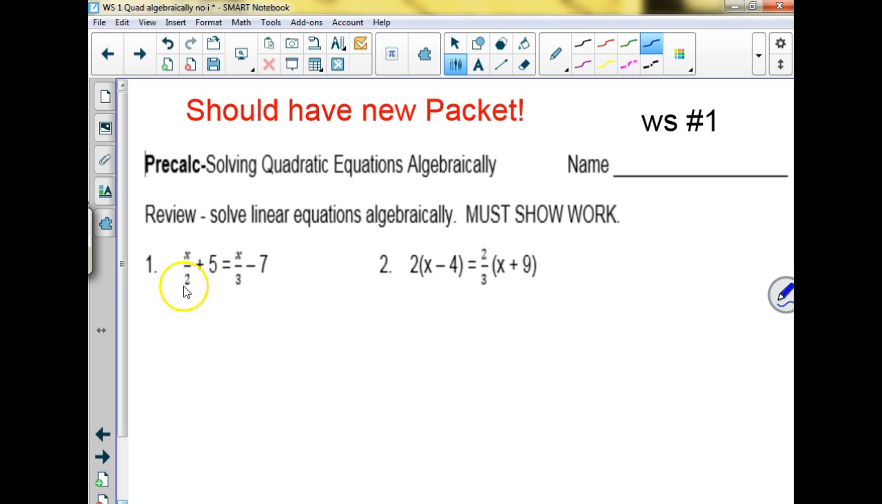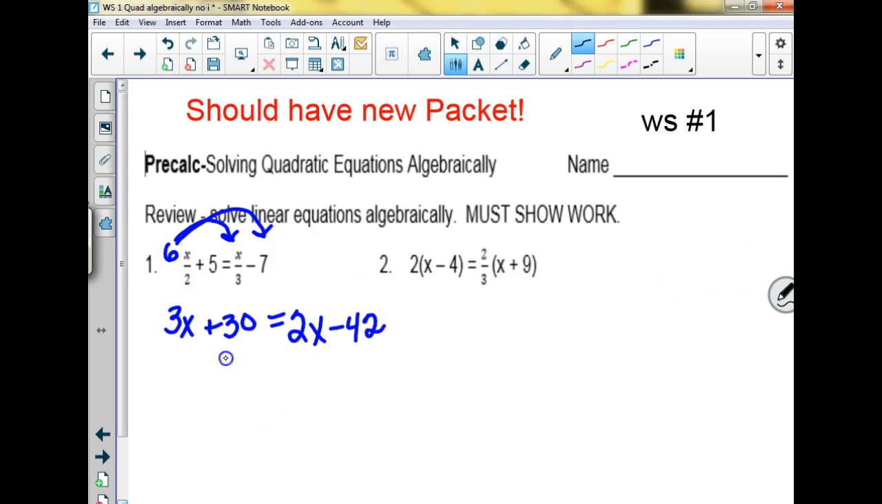So the common denominator here would be 6. 6x divided by 2 would be 3x, 6x times 5. Don't forget to do it times everything. So 6 times x divided by 3 would be 2x, and 6 times negative 7 would be minus 42. So what are we going to get? Yeah, I got negative 72 as well. Everybody good?